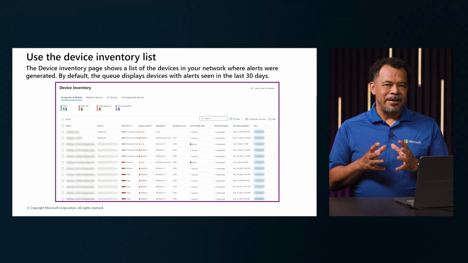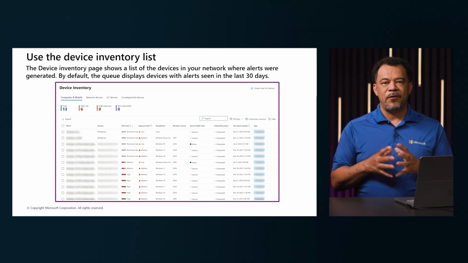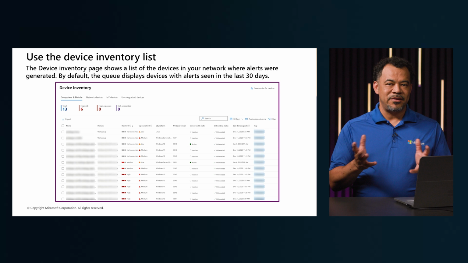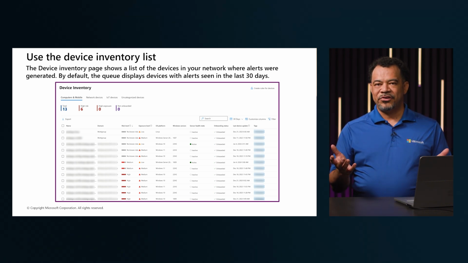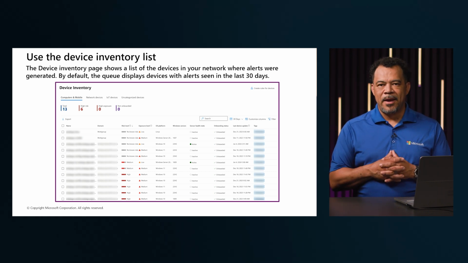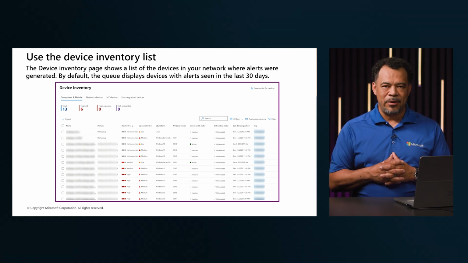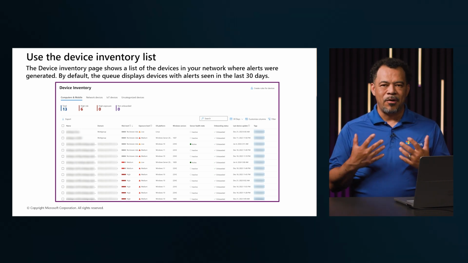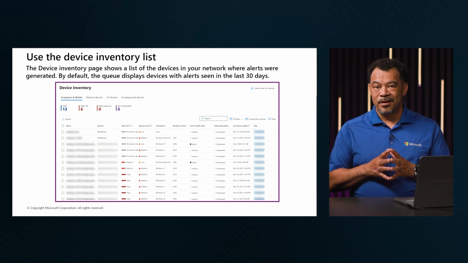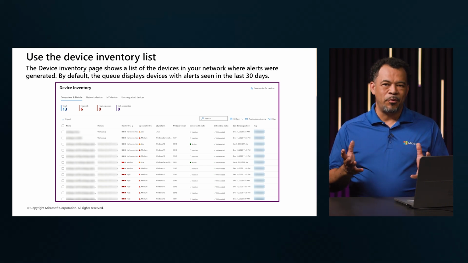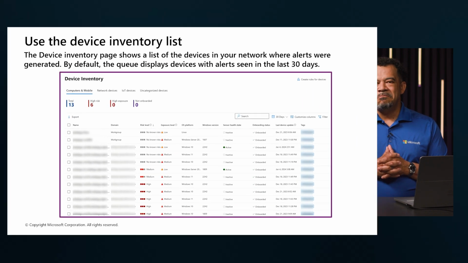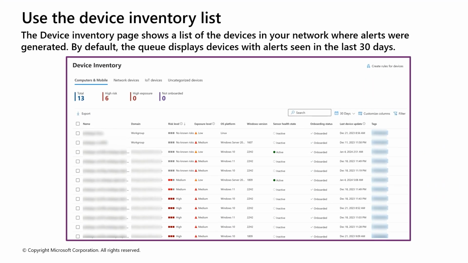This inventory view gives you a centralized snapshot of all the devices in your environment. It's organized into tabs like computers and mobile, network devices, and IoT, so you can easily filter and manage different device types across your network. Key metrics help you prioritize what needs attention. With quick stats like total devices, high-risk devices, and onboarding statistics, you can immediately identify where to focus all your efforts, especially with high-risk devices if they are flagged.